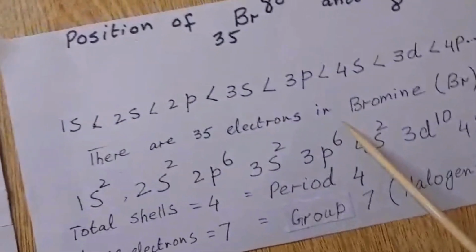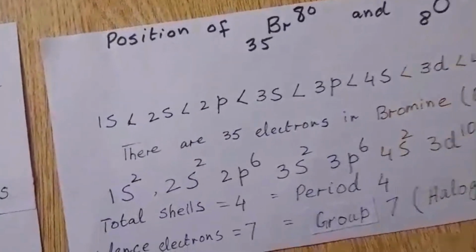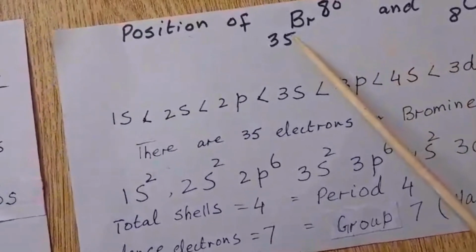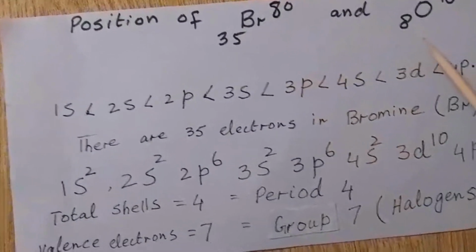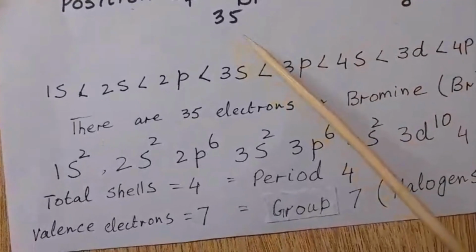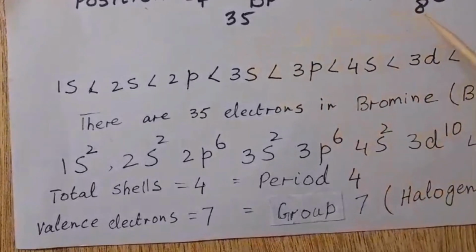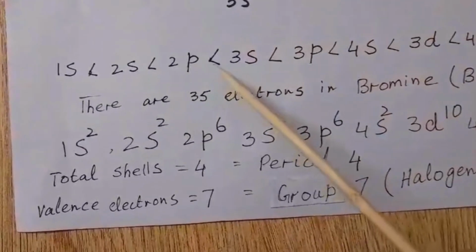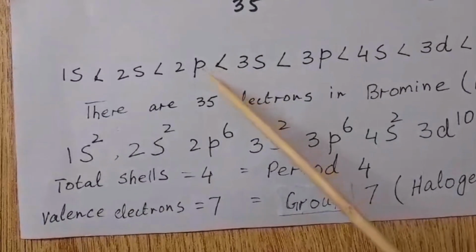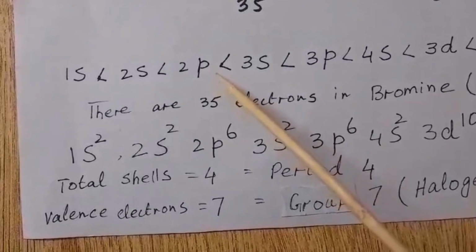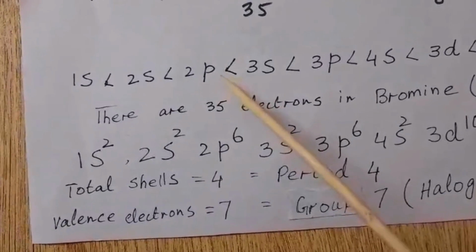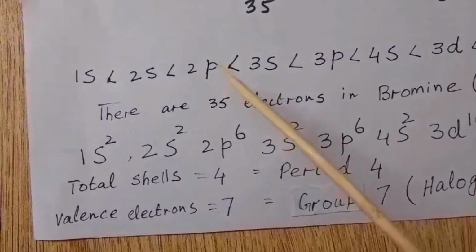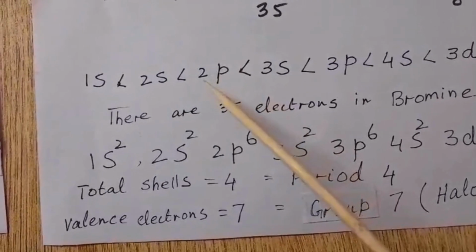Let's find out the position of the two elements, bromine and oxygen. Bromine has 35 electrons and oxygen has 8 electrons. The electrons are revolving in circular paths around the nucleus, which are called shells. And there are subshells as well.